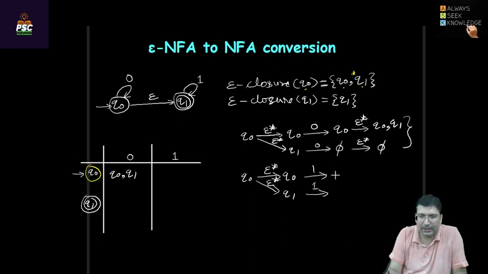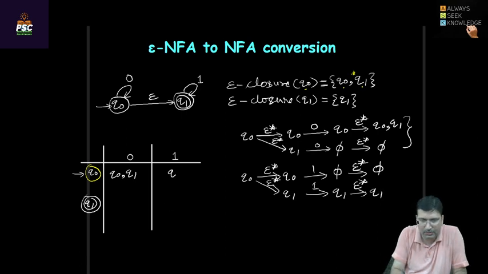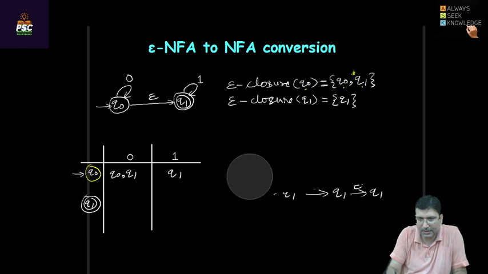So when we pass 1 at Q0, there is no transition on Q0. When we are passing 1 at Q1, there is a transition and we are at Q1. Now when you take the null closure here and the null closure here, you will get phi here and you will get Q1 only here. So that means there is only one transition, Q1. Similarly for Q1, we can repeat.